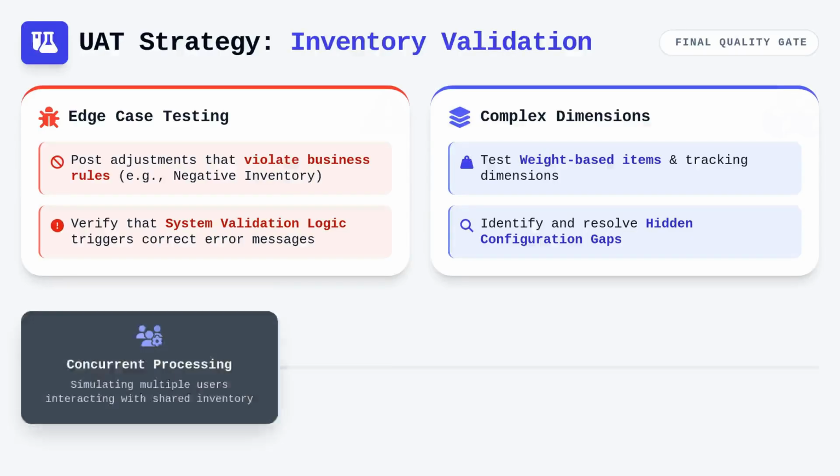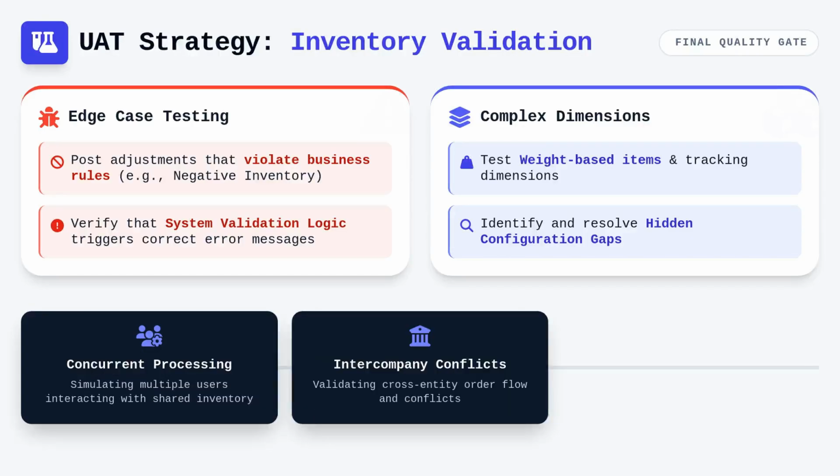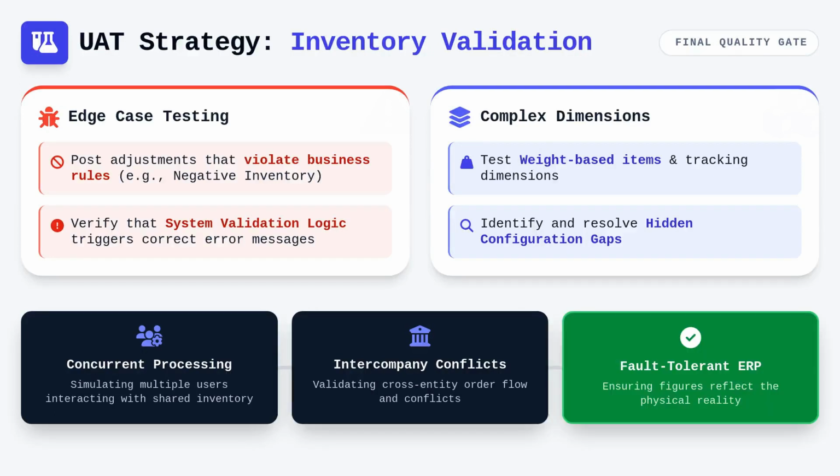By simulating real-world scenarios, including concurrent processing and intercompany order conflicts, you validate that your ERP ecosystem is indeed fault-tolerant. This proactive testing phase is essentially the final quality gate before you migrate these journal configurations to a production environment. Only through such rigorous verification can you be certain that your inventory figures truly reflect the physical reality of the organization.